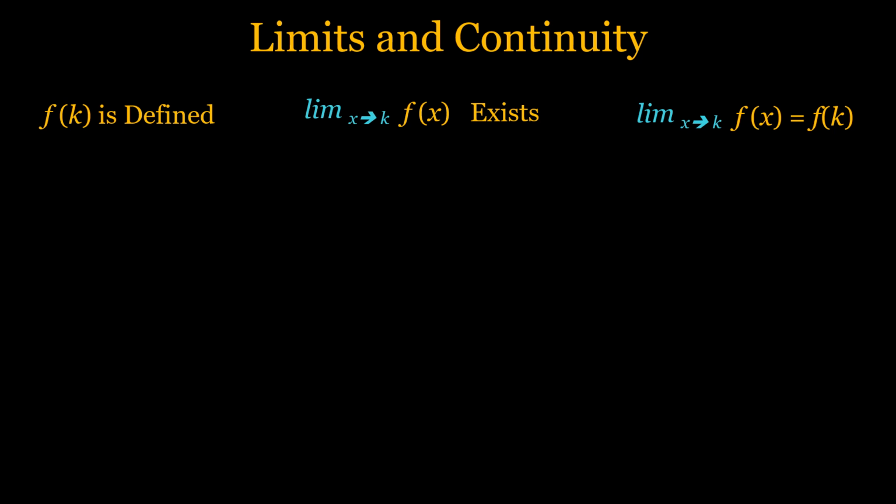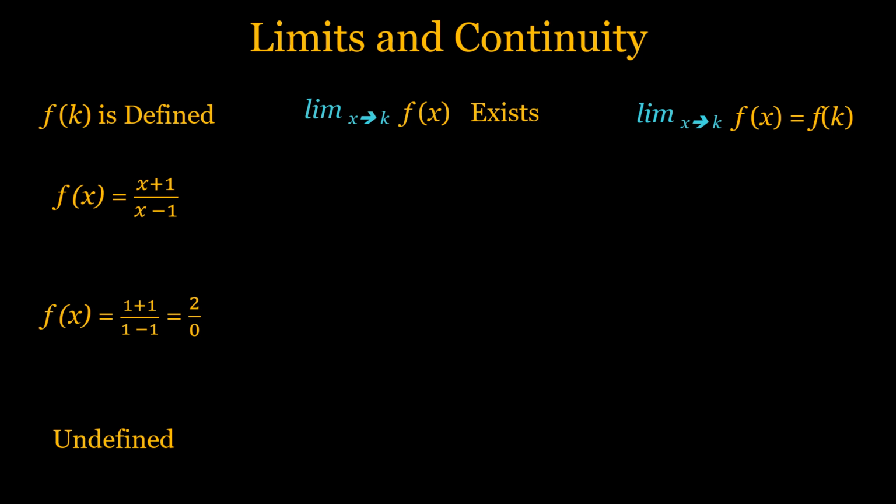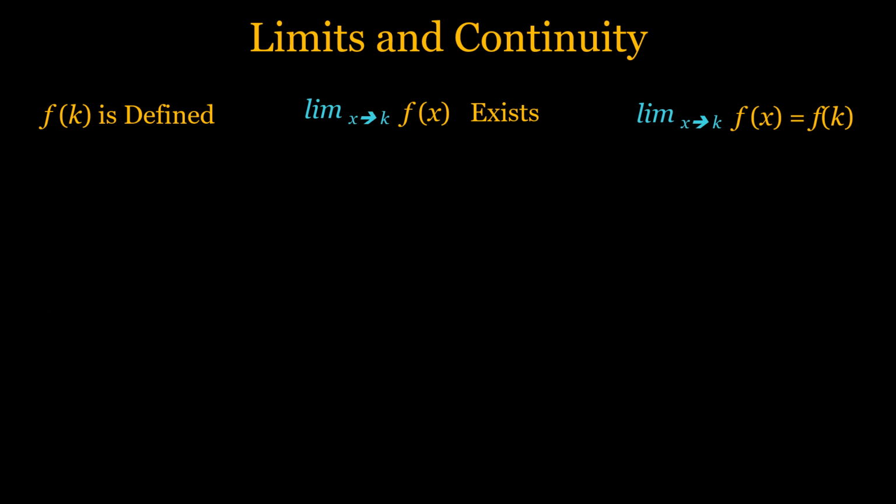Suppose a function y equals x plus 1 over x minus 1. At limit x approaches 1, function is undefined because it gives 0 in the denominator. This is enough to know that a function is discontinuous. We can also plot this function for x being integers.